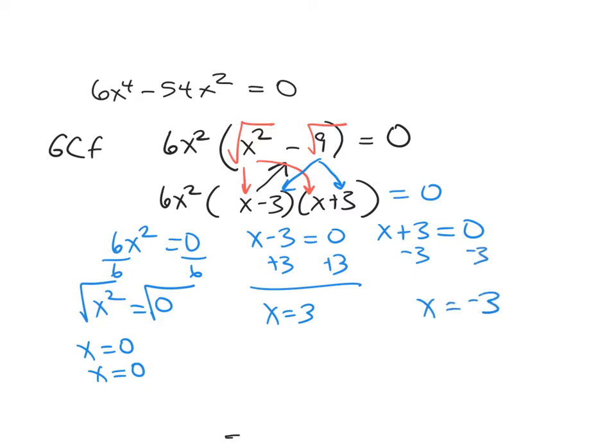So this was a fourth degree polynomial equation, so it has to have four answers. My four answers are x equals 0, x equals 0, x equals 3, and x equals negative 3. We say that 0 has a multiplicity of 2 because it shows up twice. And so those are my four answers. If I graphed it, these would be the four places that it would cross the x-axis.